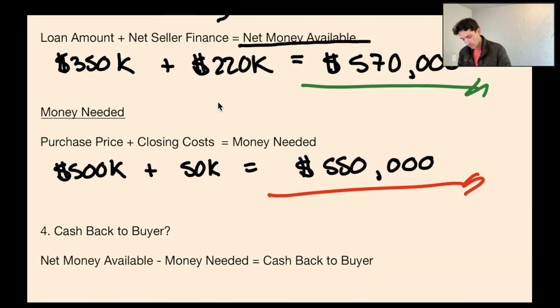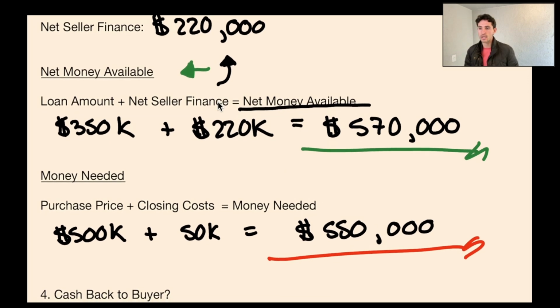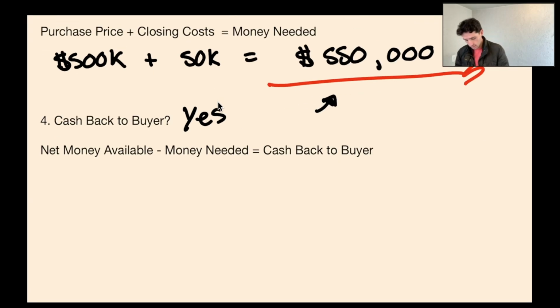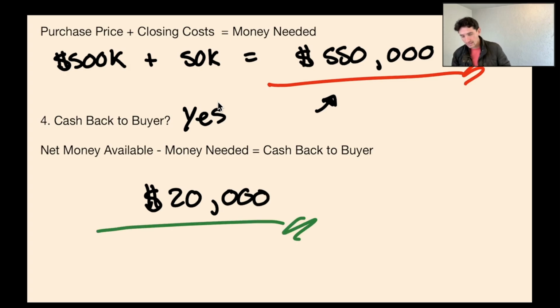because I don't know if you're noticing something. It says money available 570, money needed 550. So cash back to buyer, yes. Net money available minus money needed, we have $20,000. What does this mean again? Whoever buys this deal gets paid at closing $20,000 to buy a piece of property.